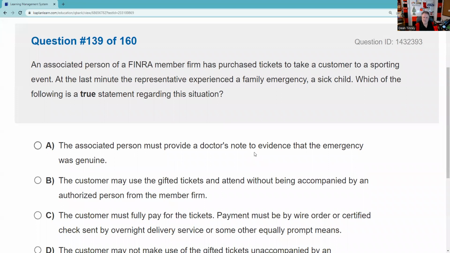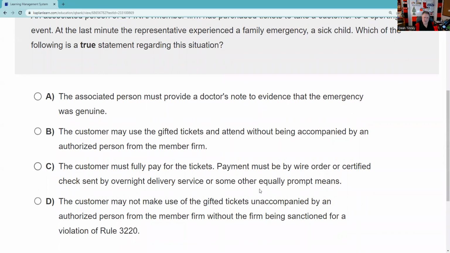Well, one of the things that makes the 24 challenging is there's a lot of judgment questions. The associated person must provide a doctor's note to evidence that the emergency was genuine. No. The customer may use the gifted tickets and attend without being accompanied by an authorized person of the member firm. Yeah, I mean, this is one of those life things that happens.